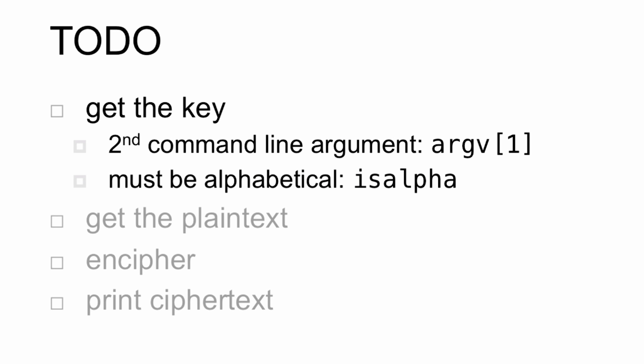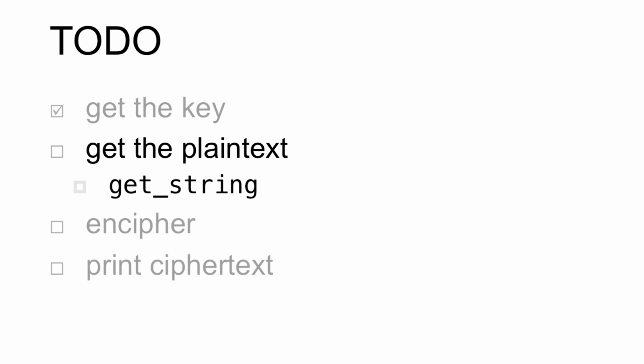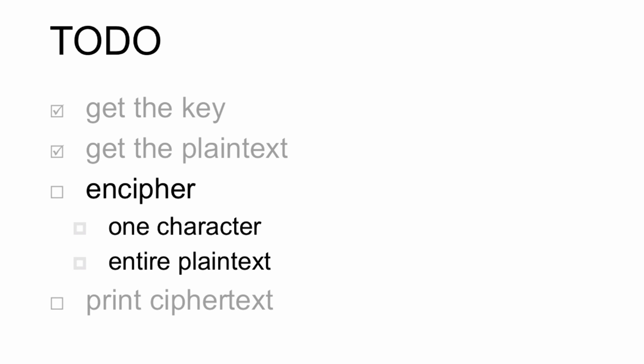Just like Caesar, the key is going to be passed in as the second command line argument contained in argv index 1, but it's different this time because it must be alphabetical. So we need to iterate over every single character in that key that the user passed in and ensure that every character is alphabetic in order to continue. Once we've done that, then we can get the string from the user just as we did before.